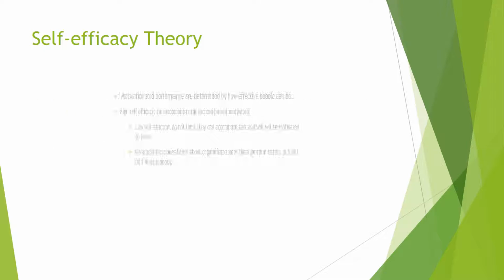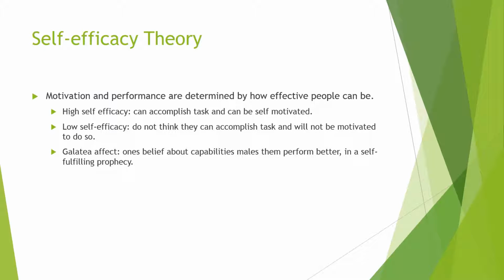Self-efficacy theory. Motivation and performance are determined by how effective people believe they can be. People with high self-efficacy can accomplish tasks and are self-motivated. With low self-efficacy, they don't think that they can do things. They also refer to the Galatea effect, where what one believes about capabilities makes them perform better, a self-fulfilling prophecy.